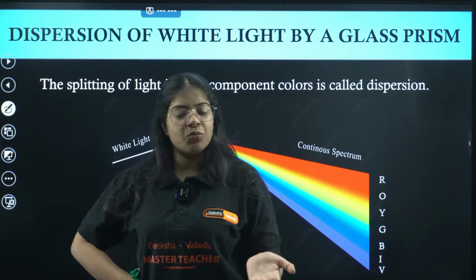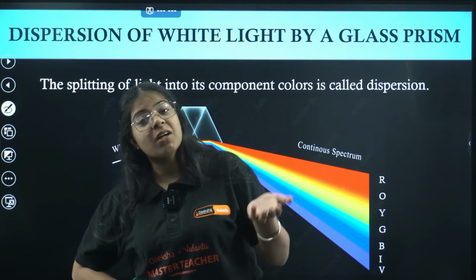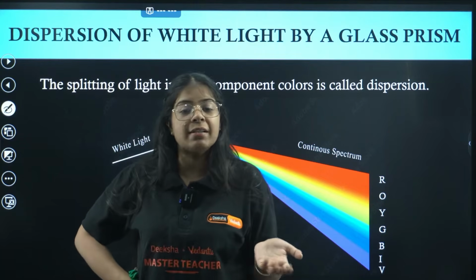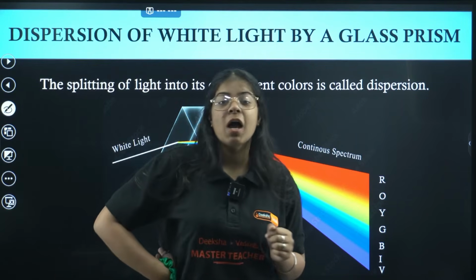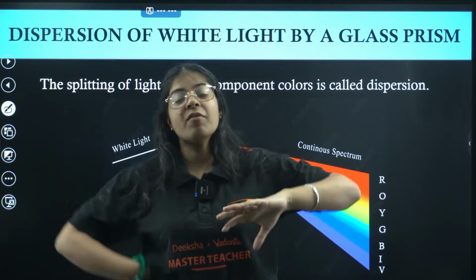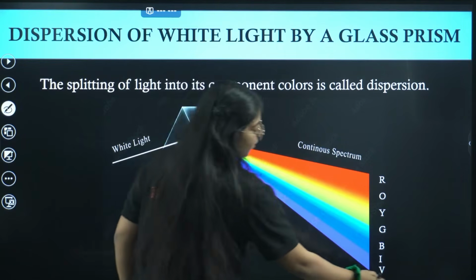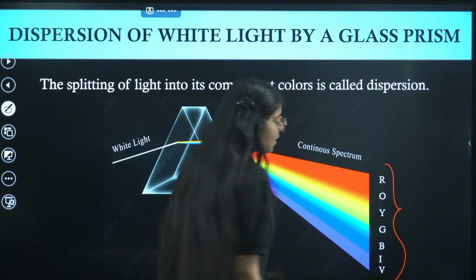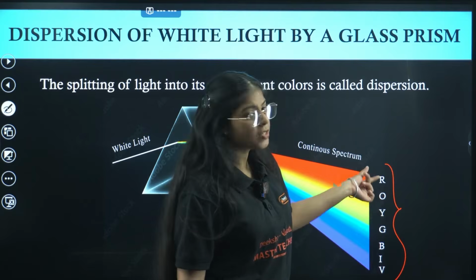I put white light into the prism, and it's giving me 7 different lights. How? This is a little experiment we'll do. What happens is, this white light is made up of these 7 colors. Which 7 colors? These. VIBGYOR. What is this? Violet, indigo, blue, green, yellow, orange, red.